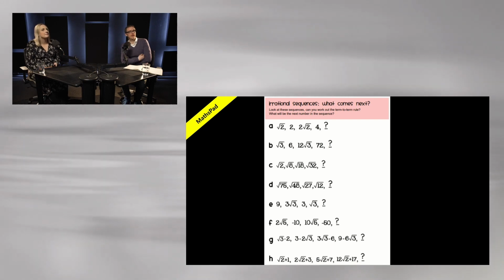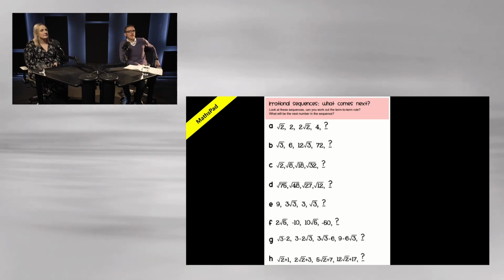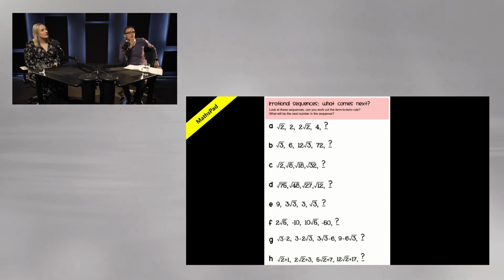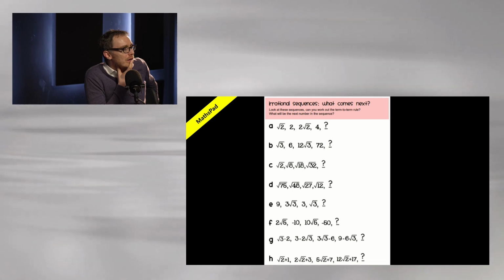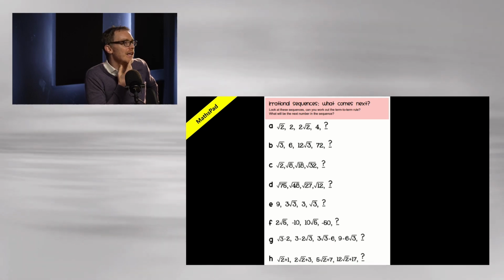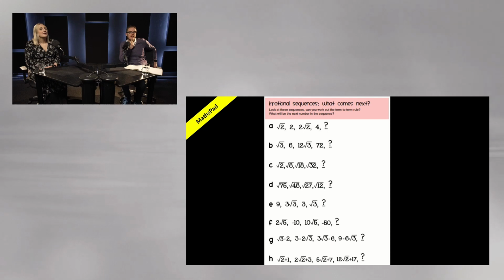If you look at that first one, multiplied by root 2 every time. Look at the second one, I think we're multiplying by 2 root 3. Right, okay. But in that third one, what have we got there? Root 2, 2 root 2, 3 root 2, 4 root 2. We're adding root 2 every time, so that one's arithmetic. And these are lovely build-up and challenge.